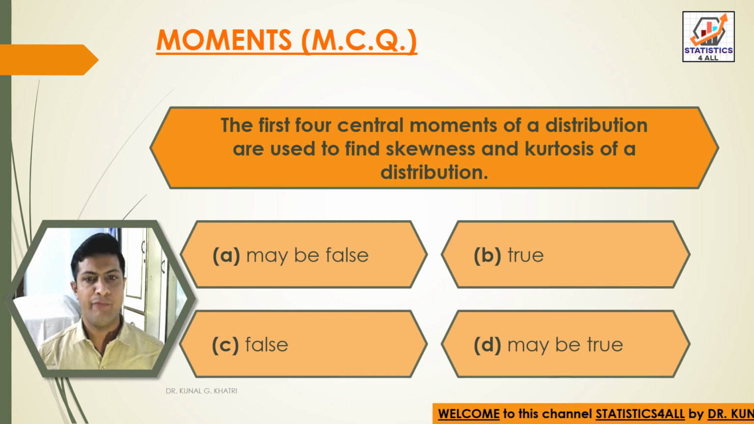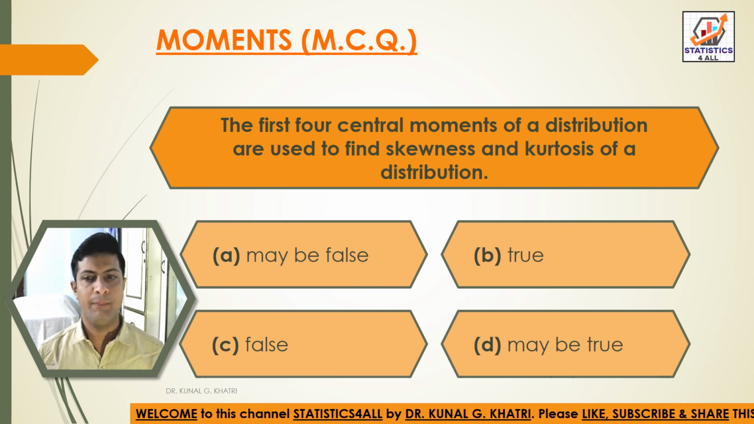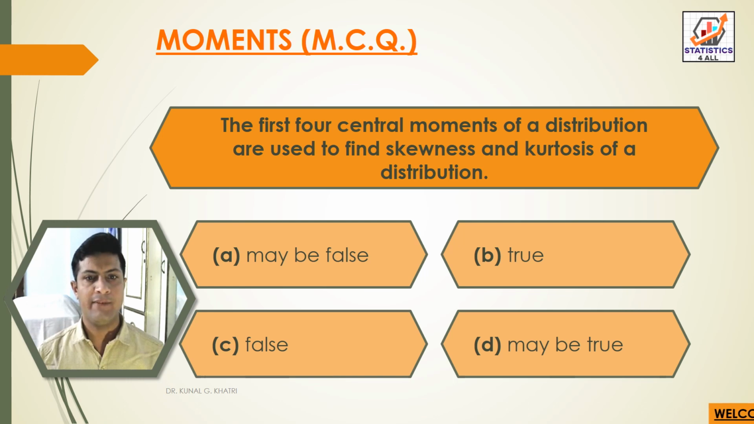Option A may be false, option B true, option C false, option D may be true. So here we have answer option B true. The first four central moments of a distribution are used to find skewness and kurtosis of a distribution. Next question.